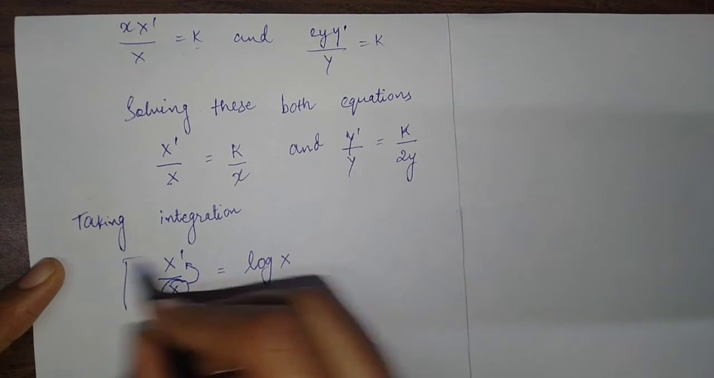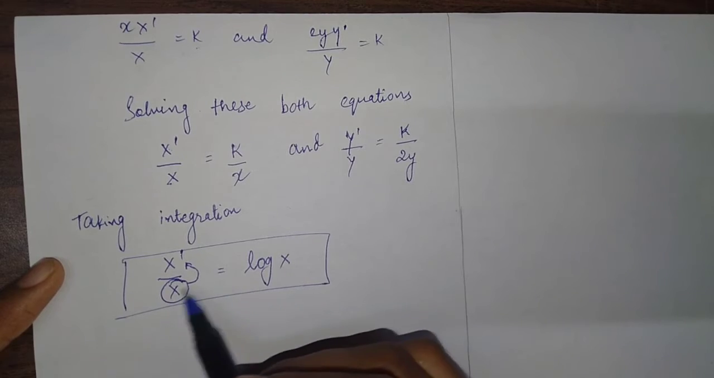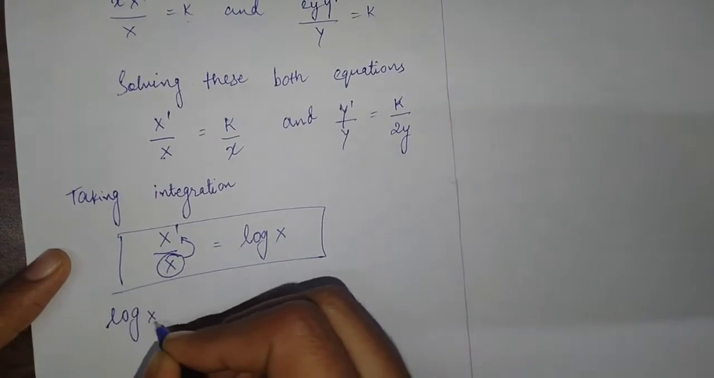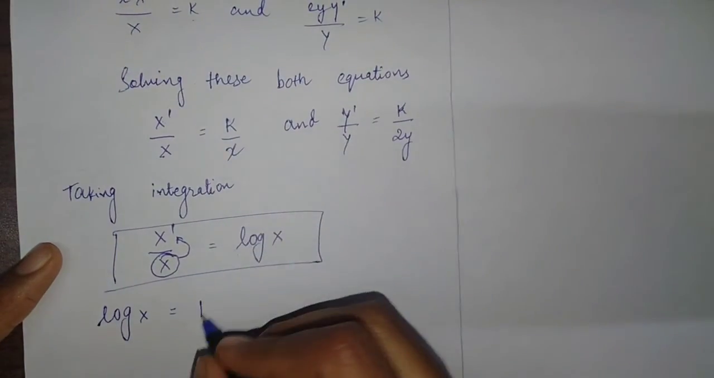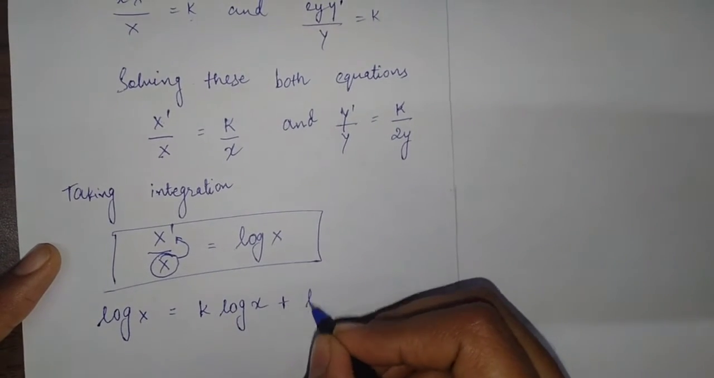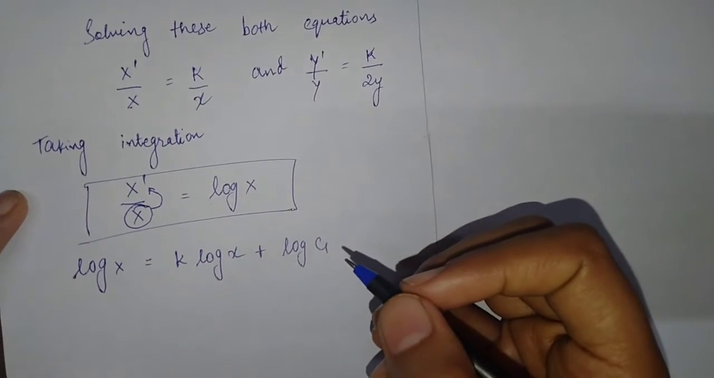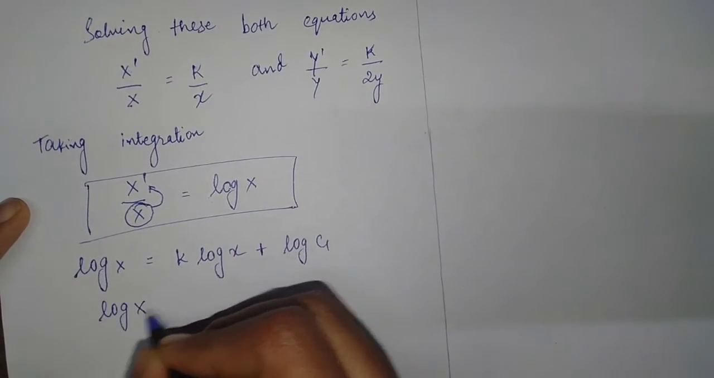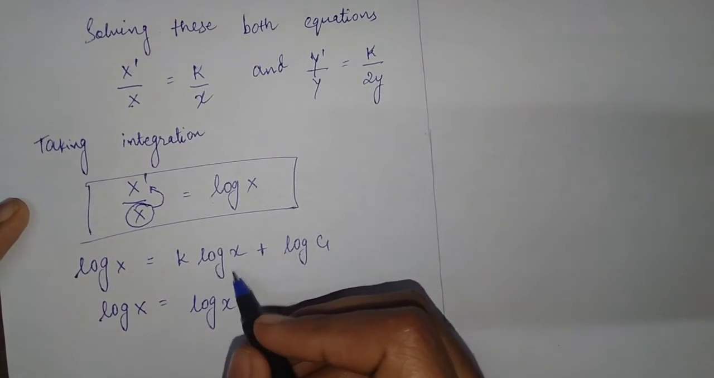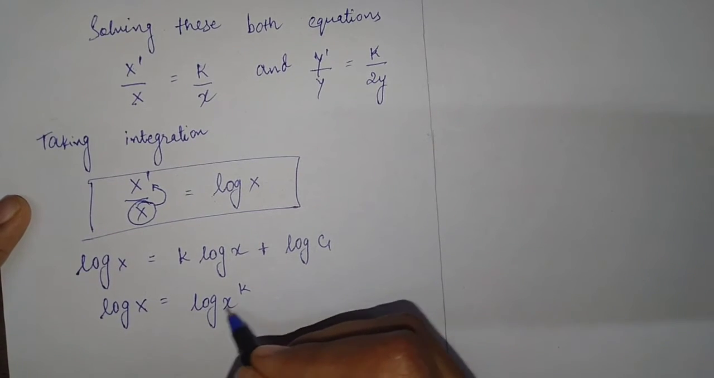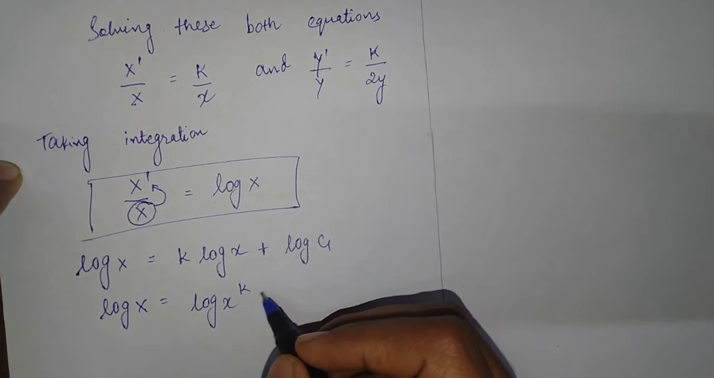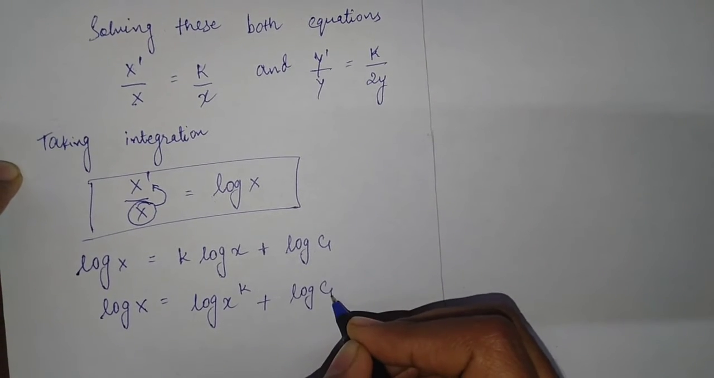Okay, so x dash by x છે એનું differentiation, એનું integration શું થશે? Log x. So here we will get log x equal to k, again 1 by x is log x, plus we have to add some constant, so it is log c1. So I will get log x equal to log x raised to k. k log x છે એને આવી રીતના પણ લખી શકીએ. That is log x raised to k. આ જે ટર્મ છે આની ઉપર જતી રહેશે. So it is log x raised to k plus log c1.